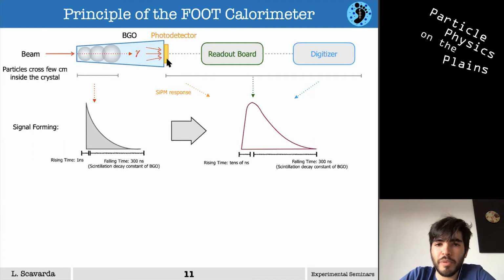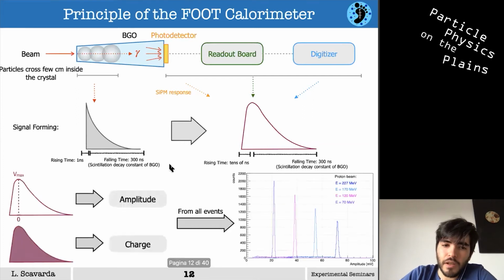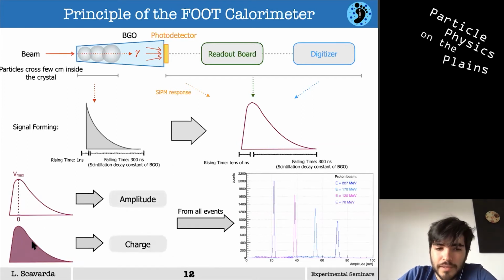So then we can process it with the readout board, the digitizer, and we can take the pulse of the initial fragment. So from each pulse, we can know two main pieces of information: the amplitude and the charge. The amplitude is the difference between the maximum amplitude and the pedestal, and the charge is the integral of the pulse. And of course, these quantities are proportional to the initial energy.